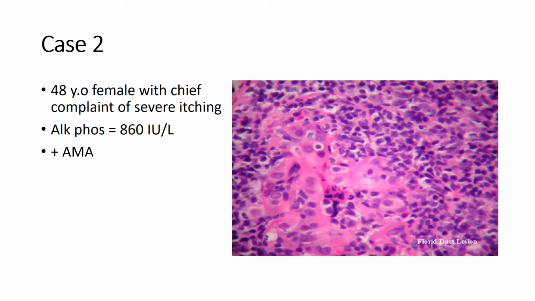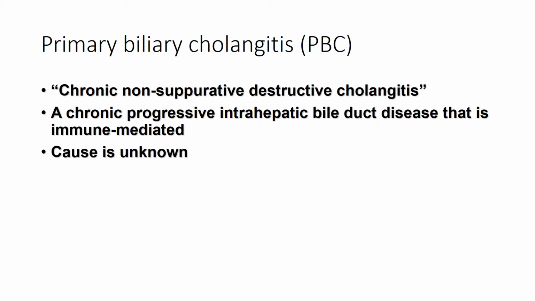So we go on to case number 2, a 48-year-old female with a chief complaint of severe itching. Alkaline phosphatase is 860 IU per liter, and the AMA is positive. Here's a biopsy. This is a duct-destructive cholangitis. The bile duct is supposed to be over here, and yet you do not really identify it very well, but rather you have histiocytes surrounding the bile duct. This is called a florid duct lesion. By definition, this is of course a primary biliary cholangitis case.